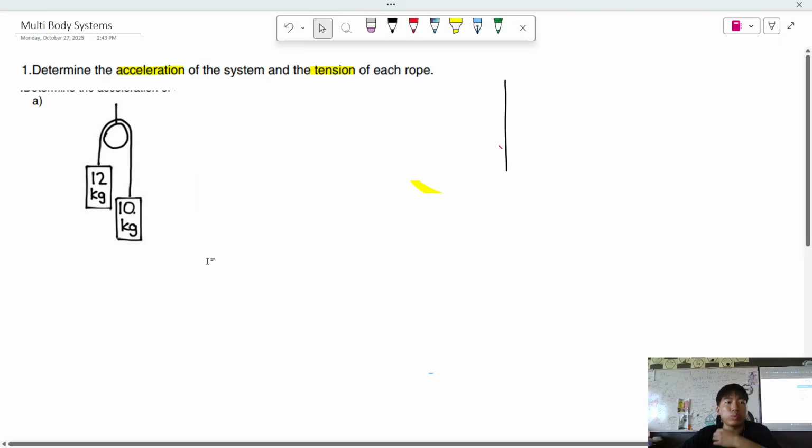Hello, AP Physics 1. Here is problem number 1 of the multi-body systems homework. Question 1 says determine the acceleration of the system and the tension of each rope. So you have a multi-body system here. There are two objects. One is 12 kilograms and the other is 10 kilograms.